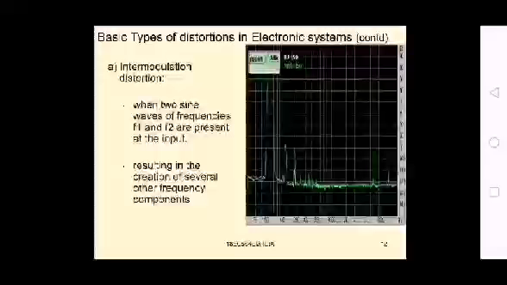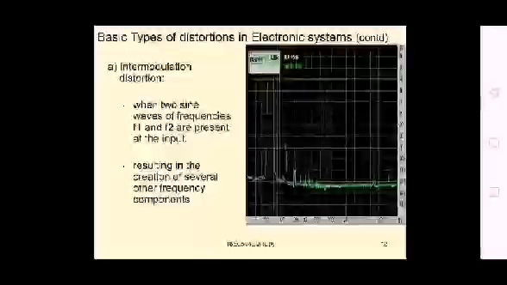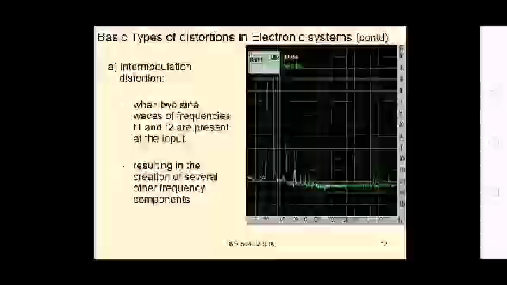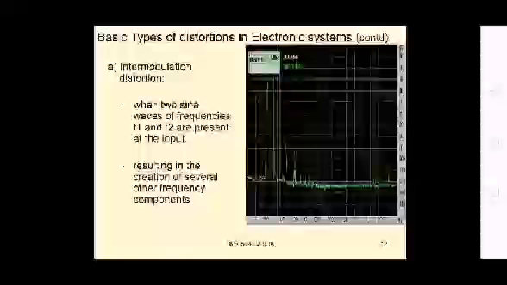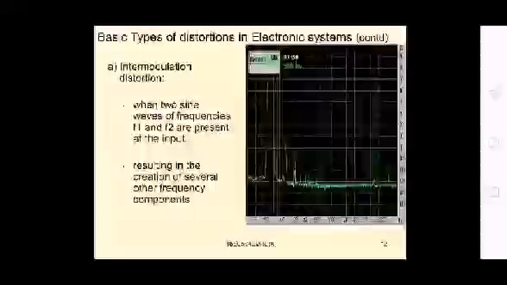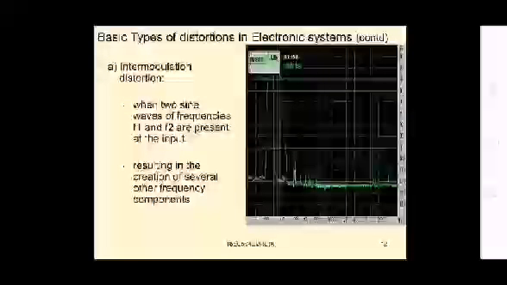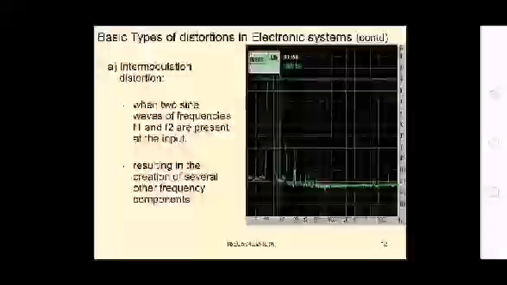So in intermodulation distortion, when you have two sine waves of different frequencies at the input, it will result in the creation of several other frequency components. This type of distortion we are calling intermodulation distortion. Suppose two sine waves of frequency f1 and f2 are present at the input, that will result in the creation of several other frequency components.